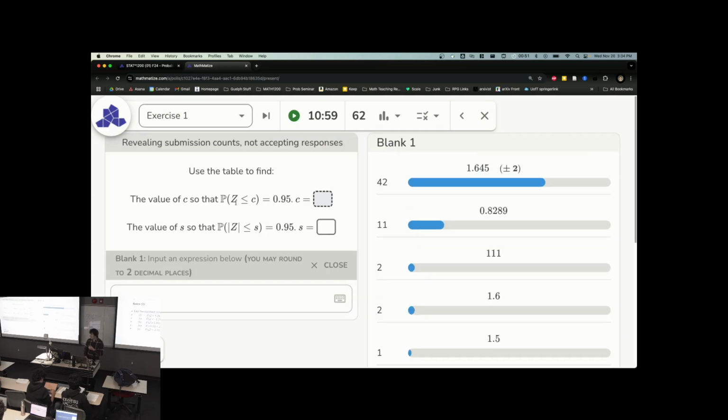of C so that Z is less than C. Okay, 1.645 plus minus 2 decimals. This little 2 in bold means within 2 decimals. If you look up 1.64, I think is a little bit less than 0.95, and 1.65 is a little bit more than 0.95. So that's the right value. 11 people said 0.8289.